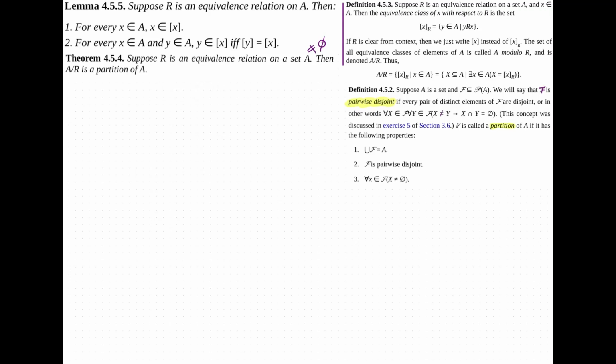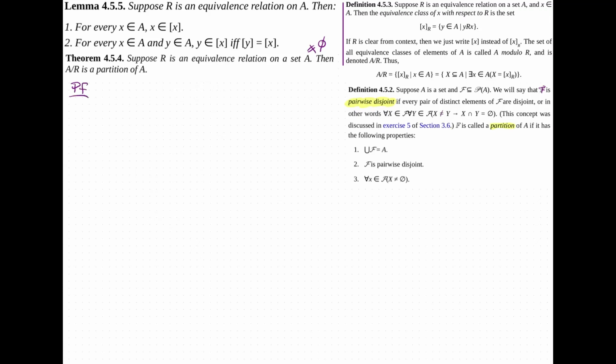Remember that at the end of the last video, we discussed how the empty set is always transitive and symmetric. But if the set A is non-empty, it is not reflexive. But now if the set A is empty, then the empty set as a relation becomes an equivalence relation. And so that's a case that does have to be considered for the theorem. And so I leave it to you to try that out. I'll work on doing the case when it's non-empty.